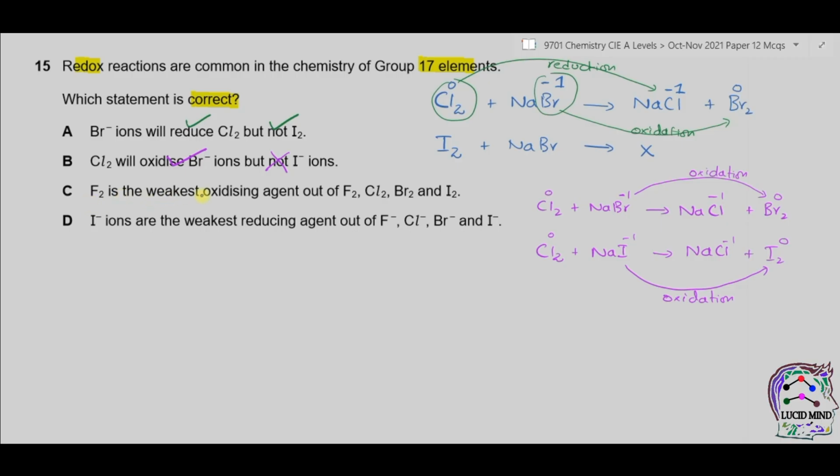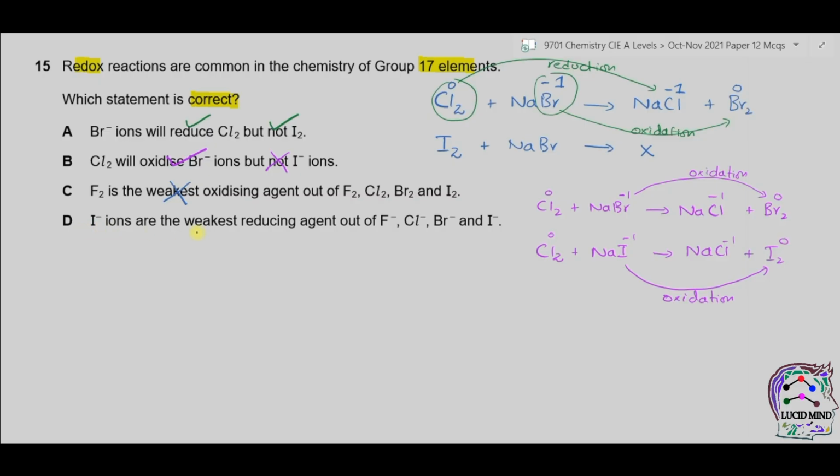Part C. Fluorine is the weakest oxidizing agent out of fluorine, chlorine, bromine and iodine. Now as we know, as we move down in the group, the oxidizing power decreases. So fluorine should be the strongest oxidizing agent. This is because fluorine gains electrons more easily as compared to chlorine, bromine or iodine.